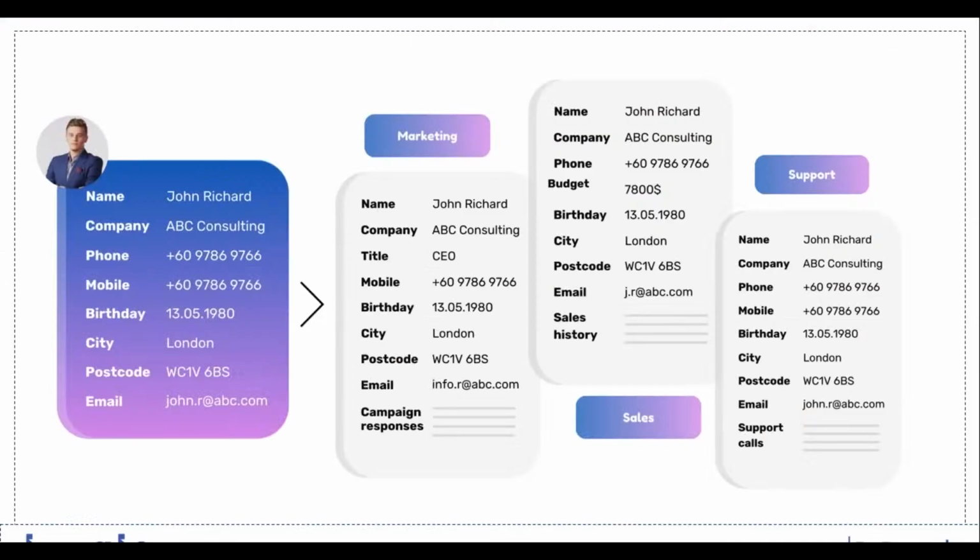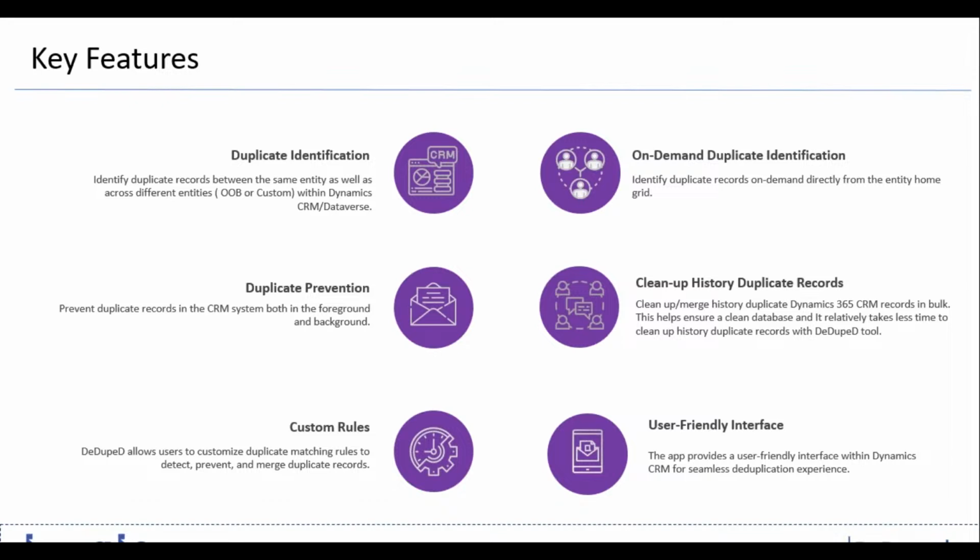Over the demonstration, we saw how DeDupeD helps you find duplicates in your existing historical records, that too in bulk, and then you can perform a mass merge to clean up your historical records in bulk. And once you have cleaned your historical records, you can even prevent future duplicates, thus making DeDupeD future-proof. You can create your own rules as per your business scenario to find and restrict duplicates. And finally, a simple and user-friendly interface makes the process even simpler and smoother.